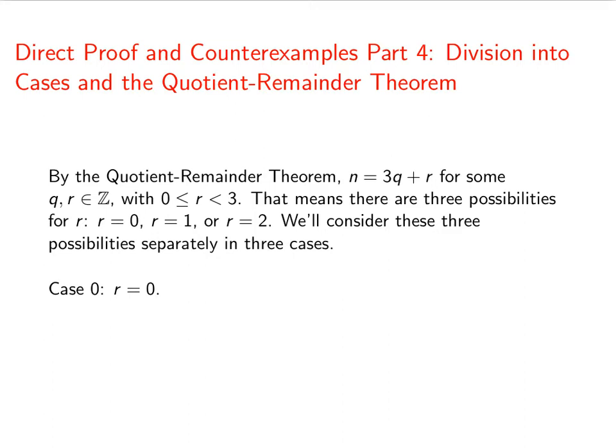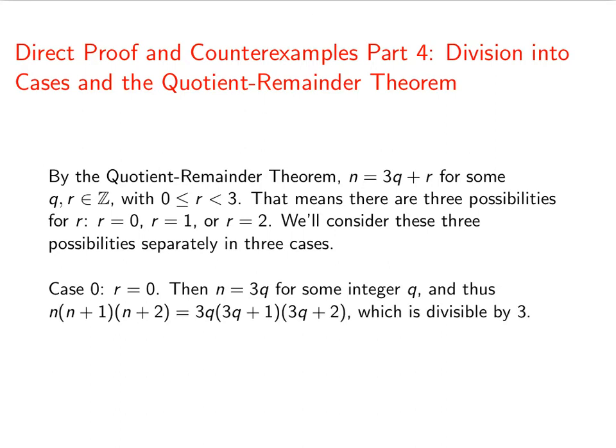So in the first case, or maybe I'll call it the 0th case, we'll see what happens when r is equal to 0. That means n is equal to 3q for some integer q, and then we can say that n times (n plus 1) times (n plus 2) is 3q times (3q plus 1) times (3q plus 2). Well, here's our factor of 3 that we were interested in, so this whole thing is divisible by 3.